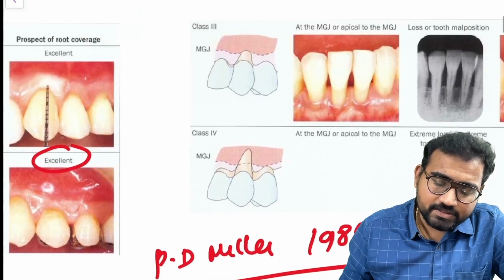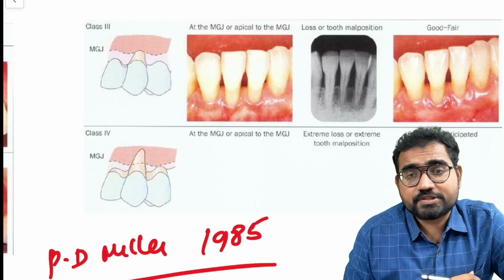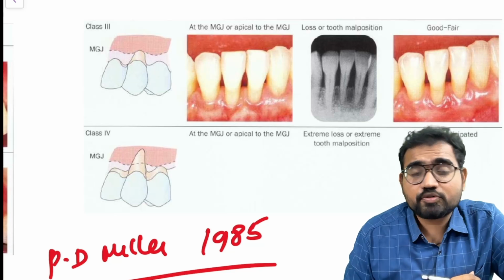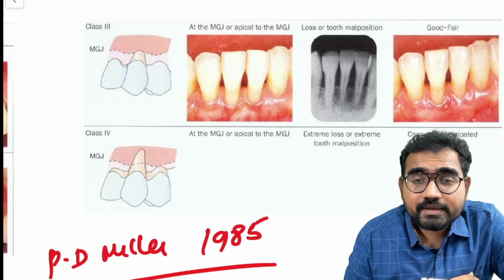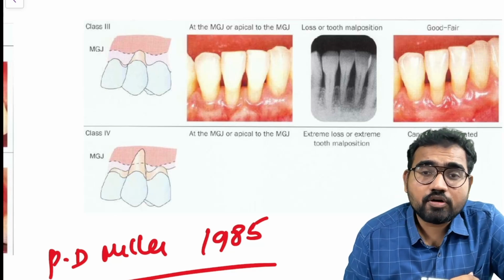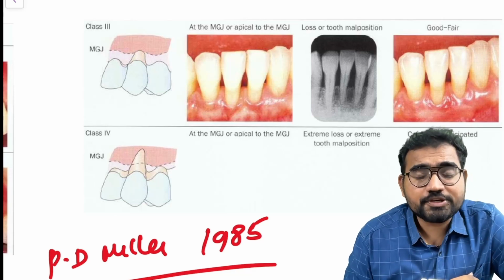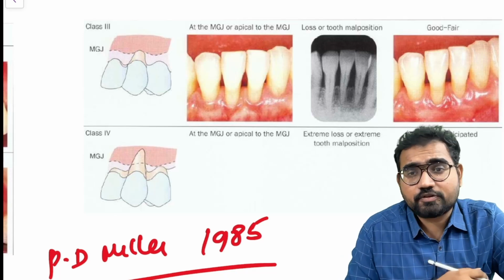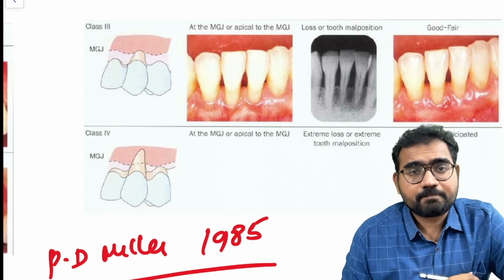Class 3 is patients who are having marginal tissue recession extending beyond the mucogingival junction, and also there is presence of interdental bone loss and soft tissue loss clinically and radiographically. So for these patients we can expect 50% of root coverage when we take them up for treatment.